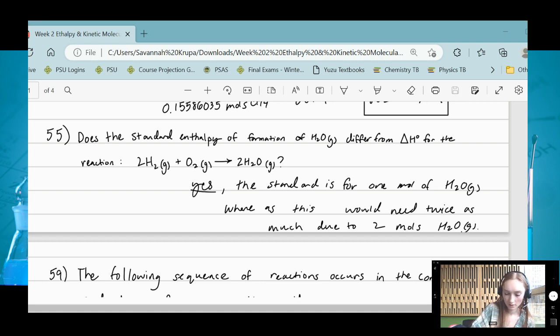For 1 mole versus 2 moles of hydrogen gas created.